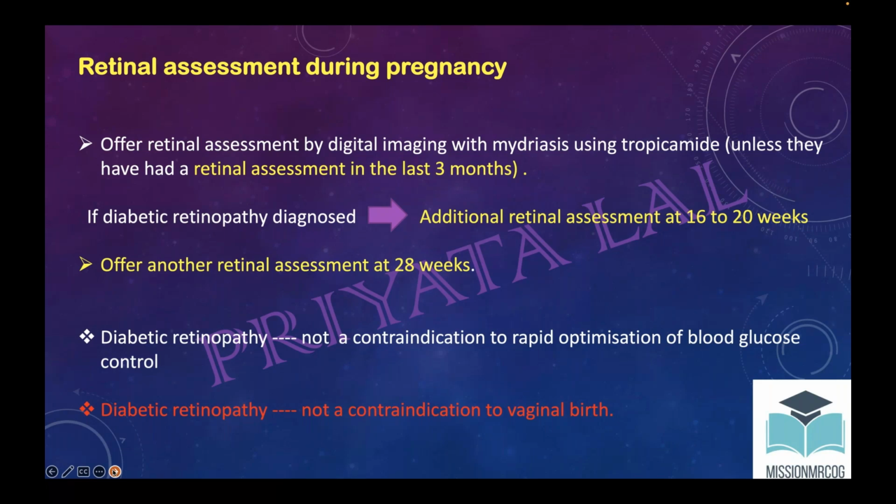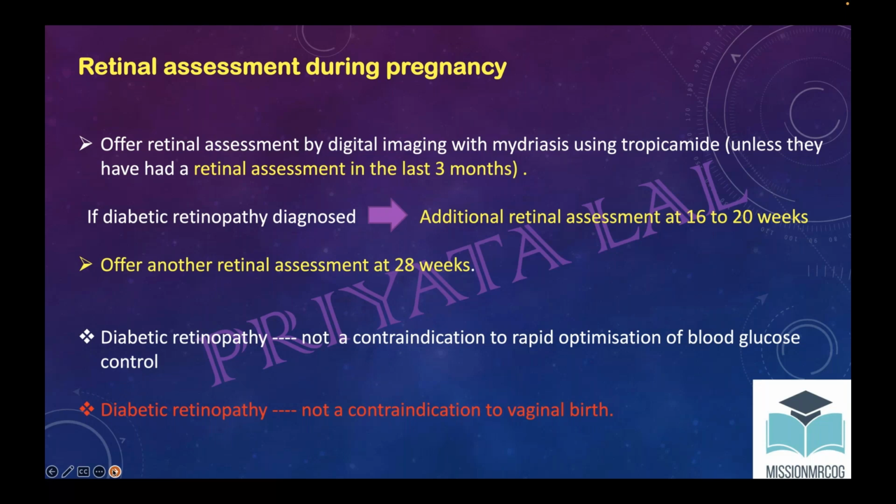Now there would be two situations. If they find retinopathy, additional testing will be done at 16 to 20 weeks of pregnancy. But if they don't find any problem with the retina or eye test, then another retinal testing will be offered at 28 weeks of pregnancy. So that is important to know. If the patient is pregnant, do a retinal test if not done in the last 3 months. If it is normal, then repeat at 28 weeks. But if it is abnormal or retinopathy is diagnosed, an additional retinal test is to be done at 16 to 20 weeks. All these numbers are important because you will get questions from here.